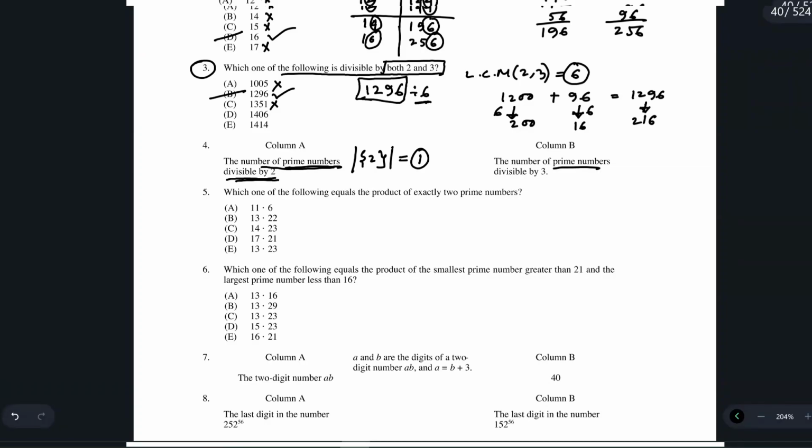Similarly, we can figure out the number of prime numbers that are divisible by 3, which is only 1. 3 is the only prime number that is divisible by 3, because all other prime numbers cannot be divisible by any numbers other than itself and 1. So the number of prime numbers divisible by 3 is also 1. So here we see that column A and column B both have the same value. So the answer for question 4 should be C.